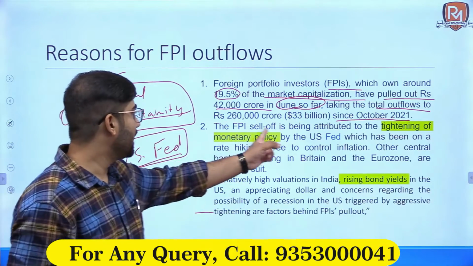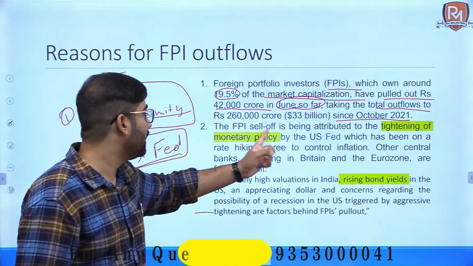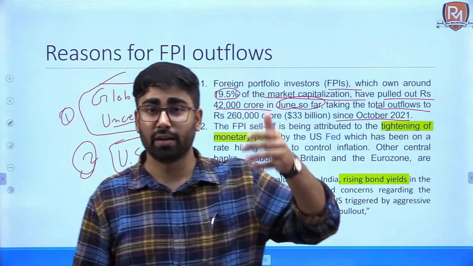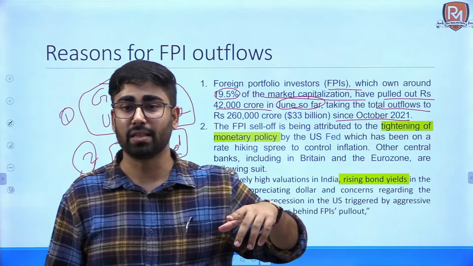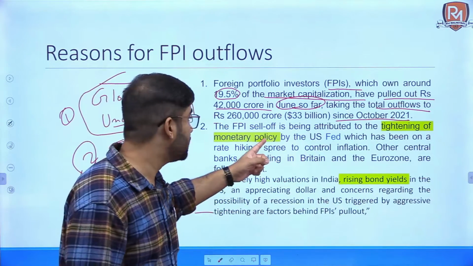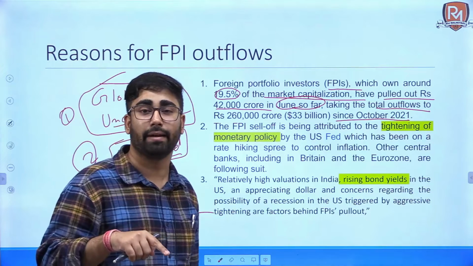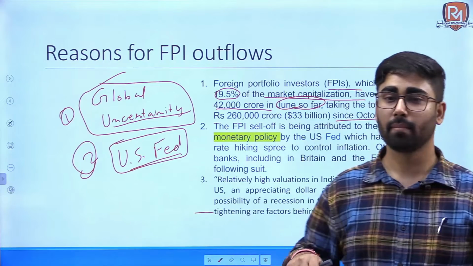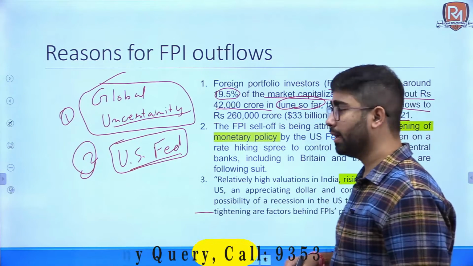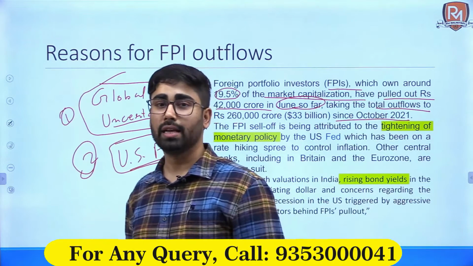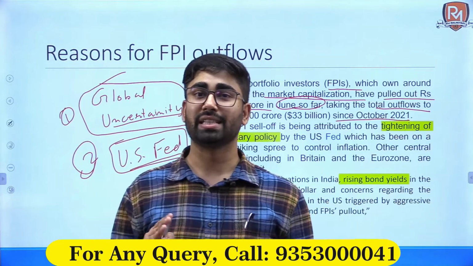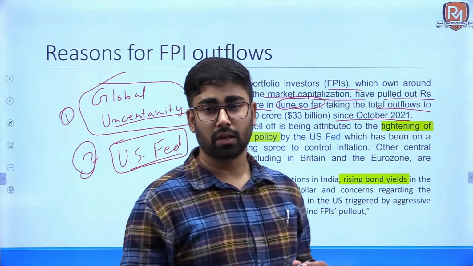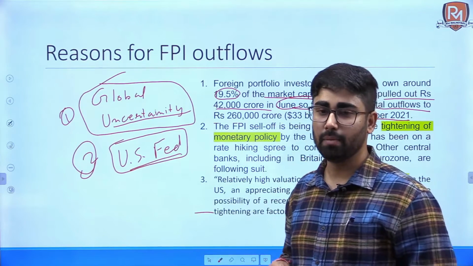The reason, the sell off is being attributed to tightening monetary policy. Tightening monetary policy means the US Fed rate is increasing its rate or decreasing its rate. Please answer in the chat box. Tight monetary policy means interest rates are increasing or decreasing. If the US Federal Bank is following tight monetary policy, does this mean they are increasing the interest rates or decreasing the interest rates? Kanu is saying increasing, yes.